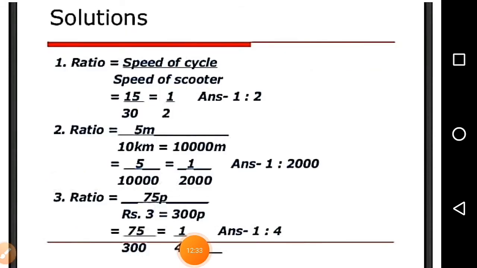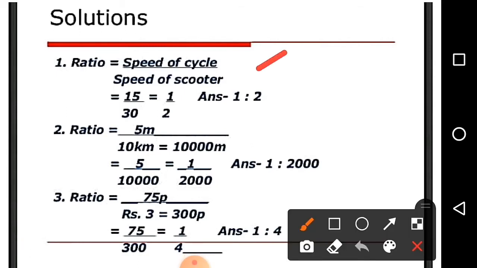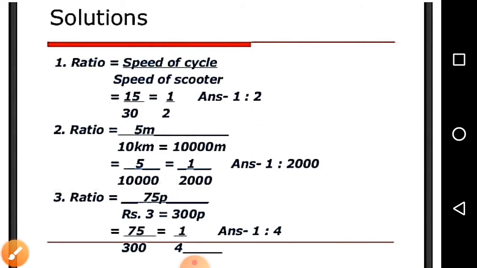Let us see the solution part. So ratio will be equal to speed of cycle divided by speed of scooter, and that is given in the question. So 15 upon 30. Now cancellation is possible, so you will reduce. After reduction, 15 ones are 15 and 15 twos are 30. So 1 upon 2 will be your answer. So 1 ratio 2 is your answer. So this is the answer of the first one.